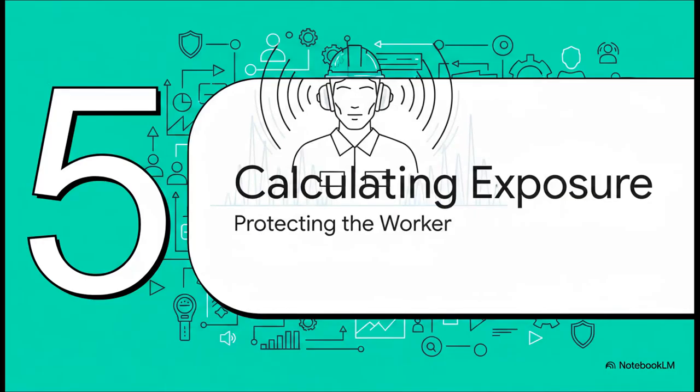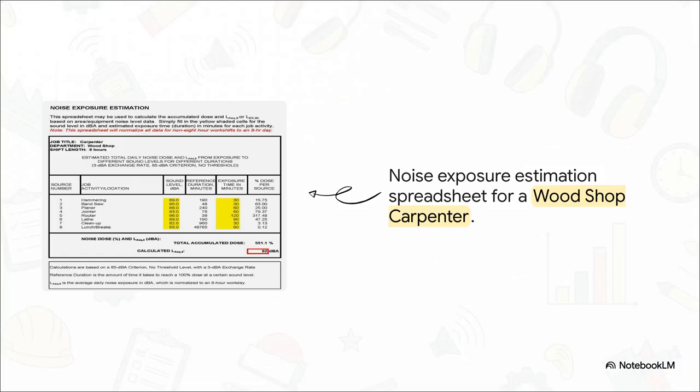Okay, let's wrap this up with Section 5, calculating worker noise exposure and actually protecting the worker. Take a look at this spreadsheet here. It perfectly captures a day in the life of a woodshop carpenter. By using the data we gathered with our sound level meters, we can list out every single job activity they do. Hammering, using the bandsaw, the planer, the router, the whole shebang. We log the sound level for each tool and the estimated exposure time in minutes.